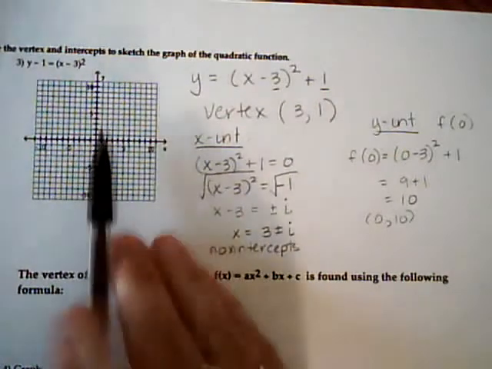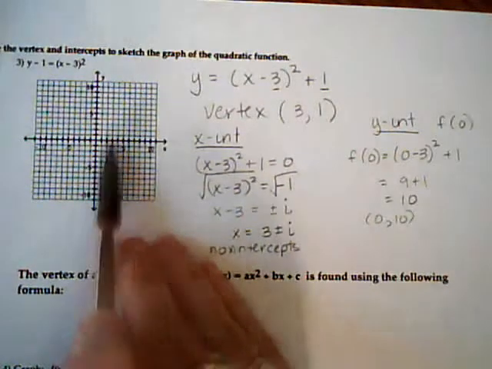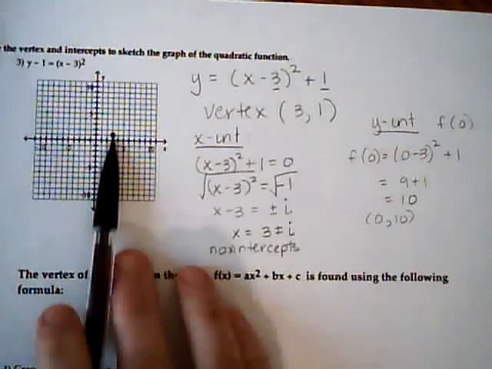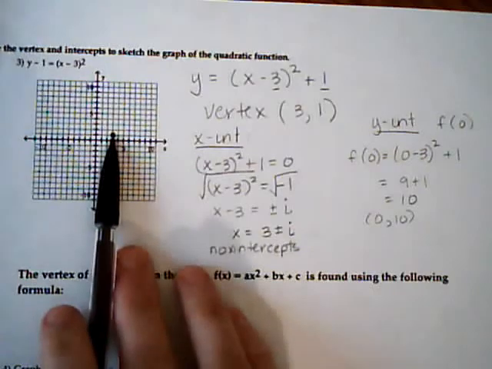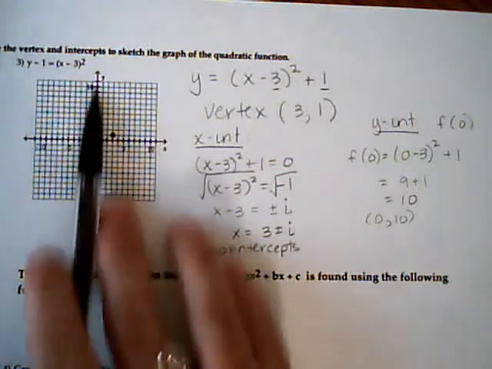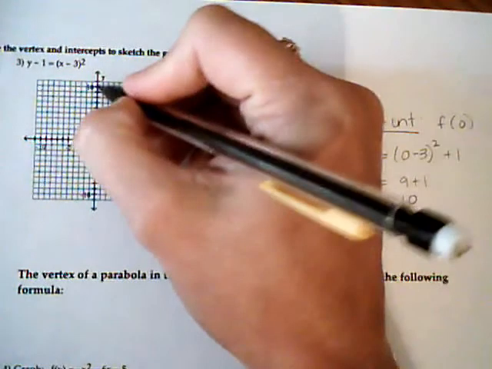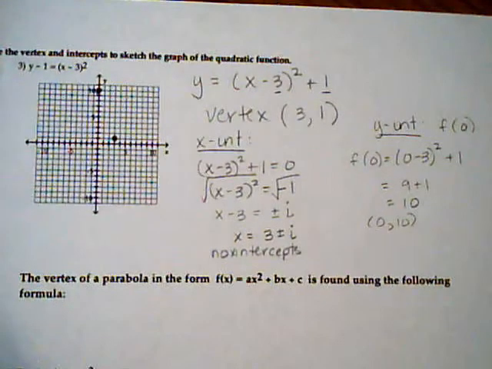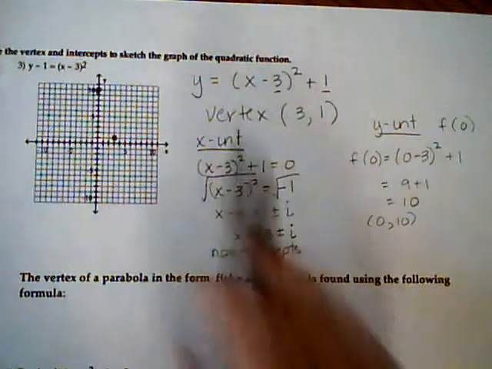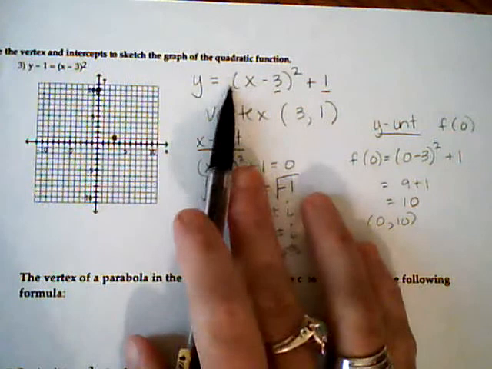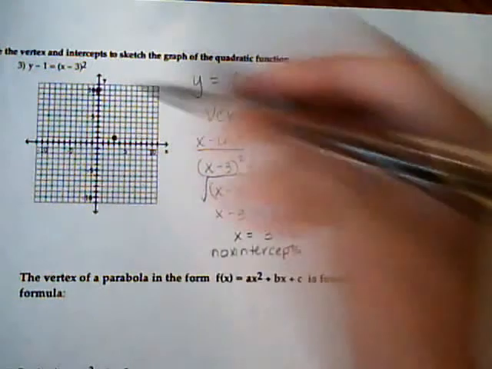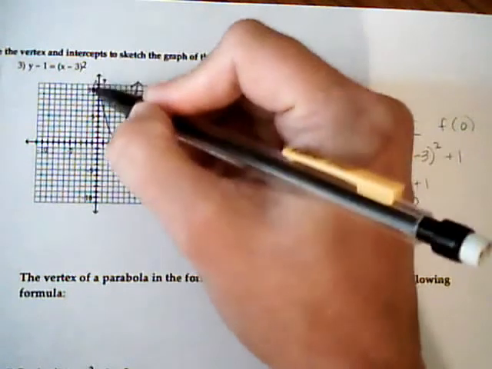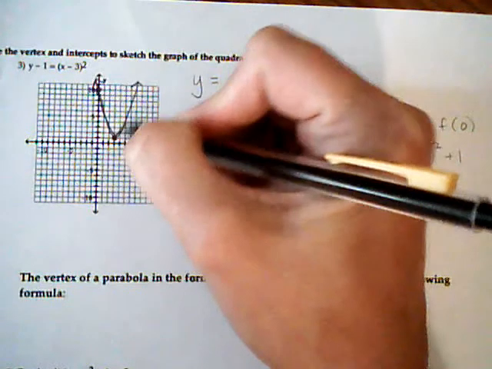Vertex (3, 1) will always be over 3 and up 1. Then the parabola would cross the y-axis at positive 10. Which direction would my graph be pointing? Because we have a positive 1 for the leading coefficient, that means it's going to be an upward parabola, and I'm just going to sketch it here on the graph.